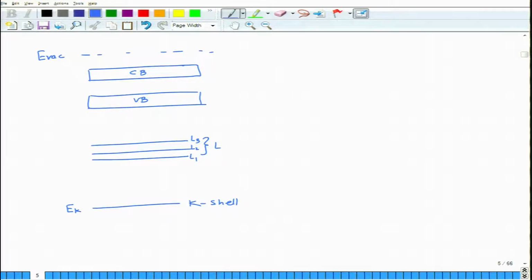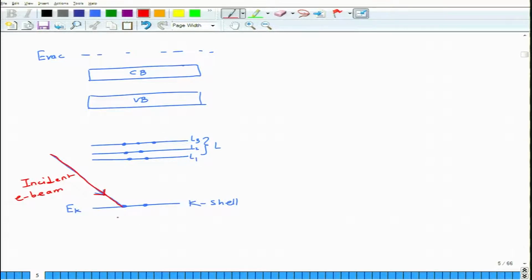So, when you have these electrons here, some electrons will be sitting somewhere. Now, when a high energy electron comes in, this is the incident electron beam, this high energy electron knocks off an electron.